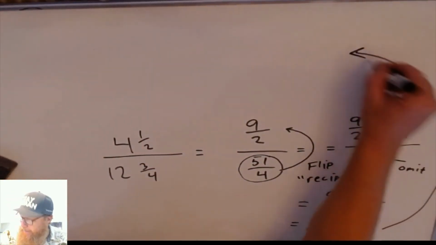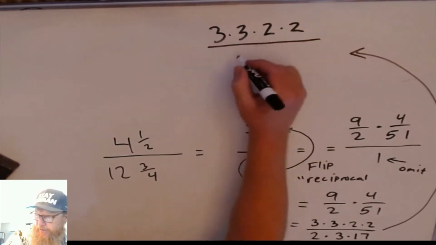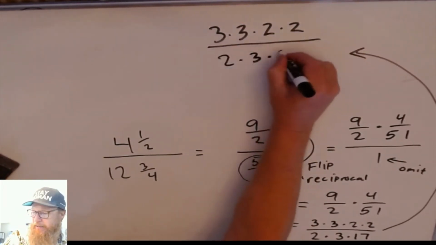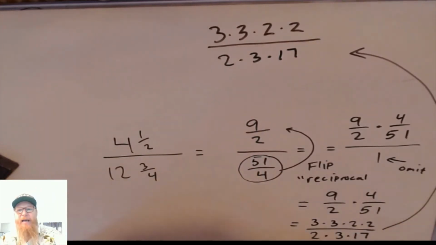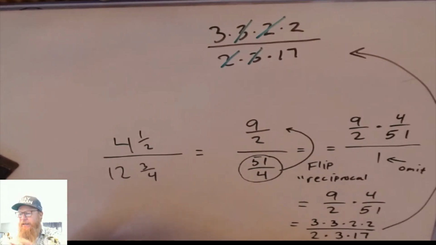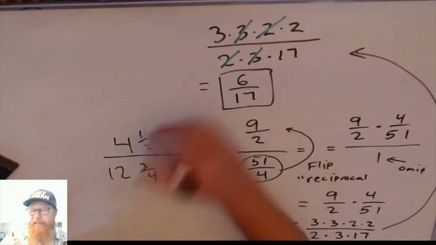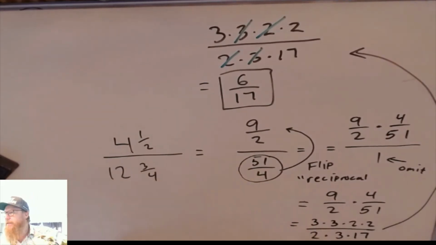So let me write it up here so you can see. 3 times 3 times 2 times 2 over 2 times 3 times 17. And now you can cancel some 2's and a pair of 3's. And so your final ratio is 6 out of 17, or 6/17.